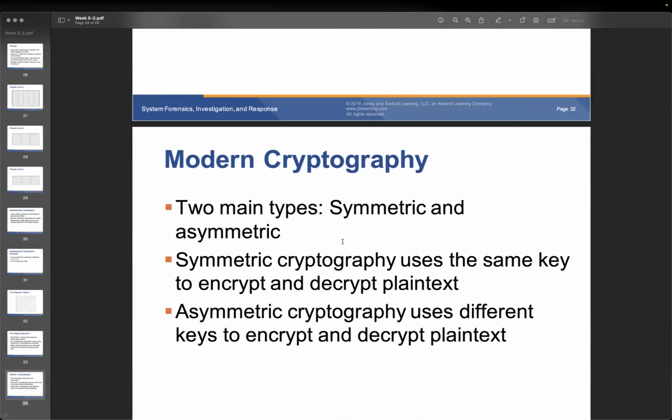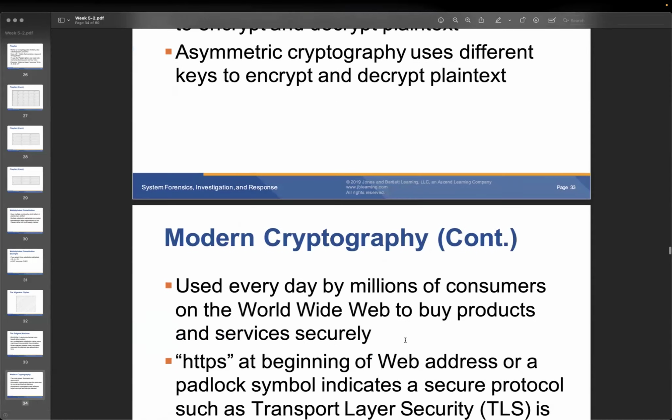And we also have modern cryptography, which mainly has symmetric and asymmetric. That's closer to what we learn nowadays. For symmetric cryptography, we use the same key to encrypt and decrypt the plain text. And for asymmetric, we use a different key to encrypt and decrypt, so we use a public key and a private key. So that's what we learn.